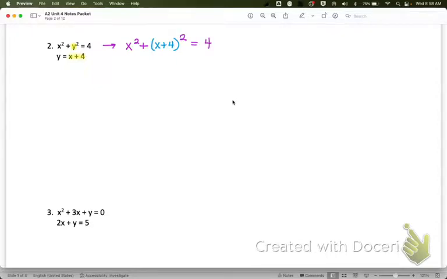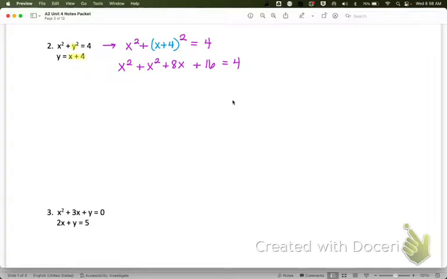This is why squaring a binomial is really important, because you're going to get a lot of things that are squared here. So we have x squared. To square a binomial, we square the first, square the last, multiply and double. So square the first is x squared, square the last is 16, multiply and double should give us 8x. And that is equal to 4.